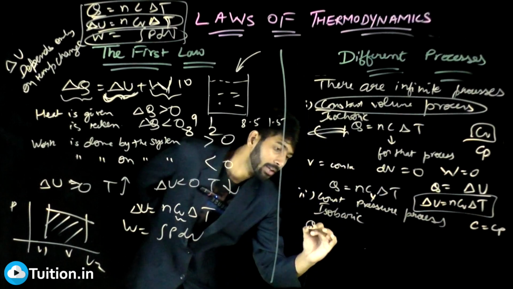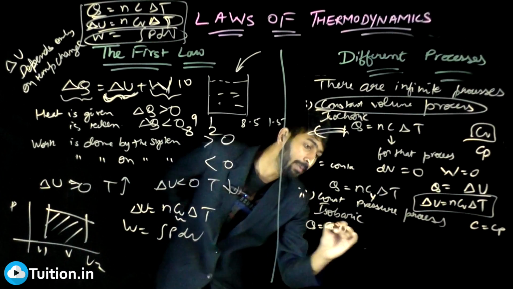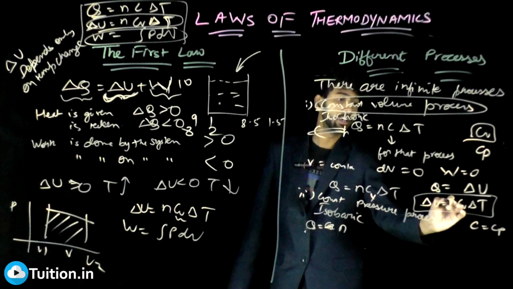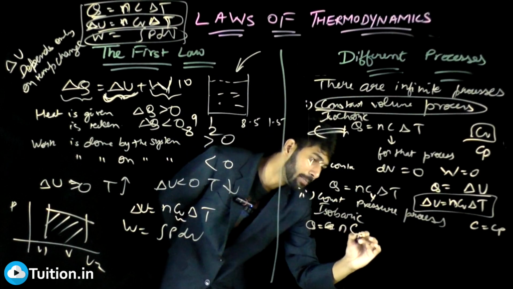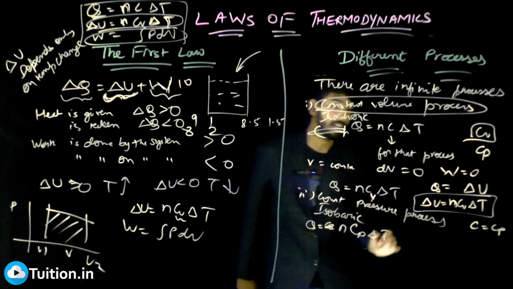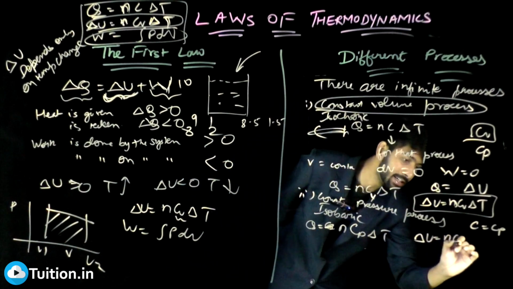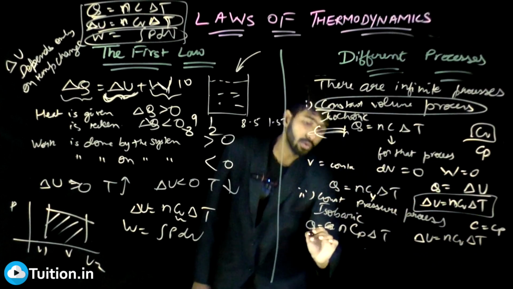So what will Q become? Q will become nCp, where n is the number of moles of the gas. Remember, everywhere here n is the number of moles of the gas, right? So Q is nCp delta T, right? What is delta U? Delta U is nCv delta T, right? So what will be the work done?